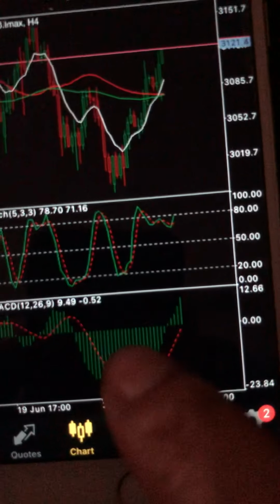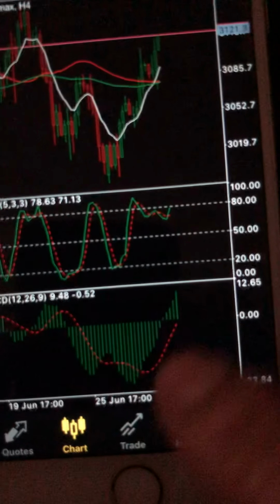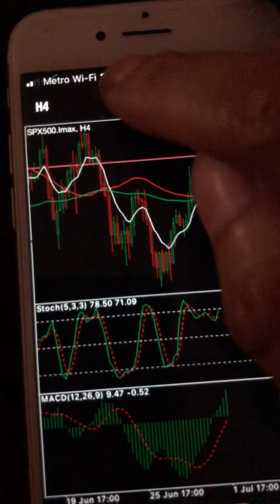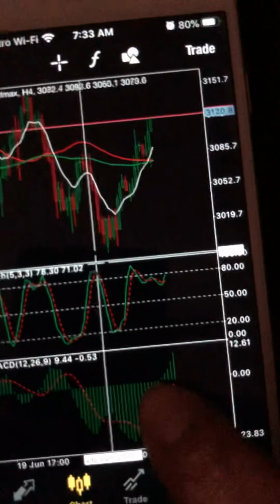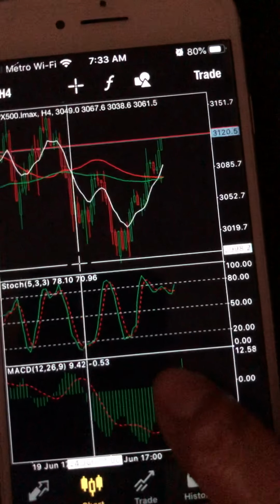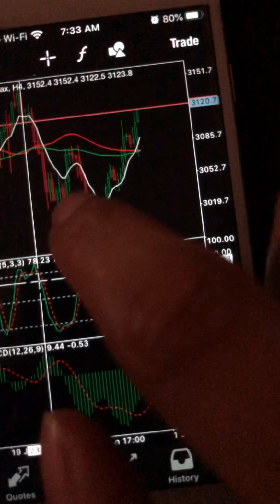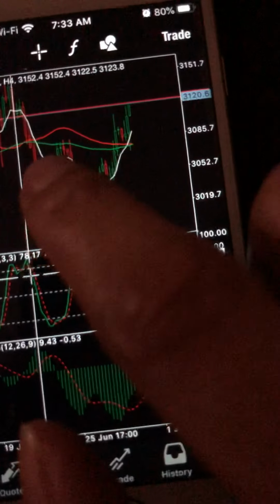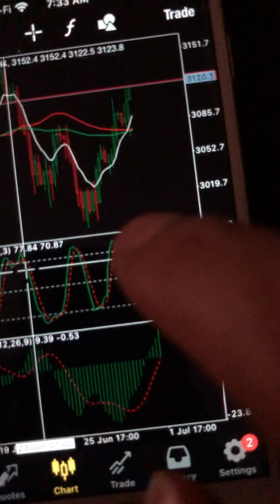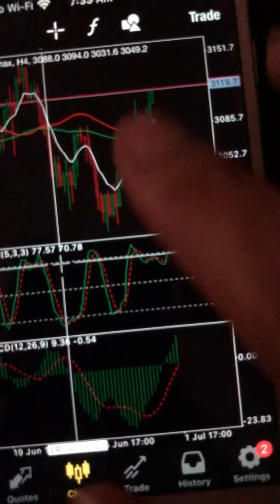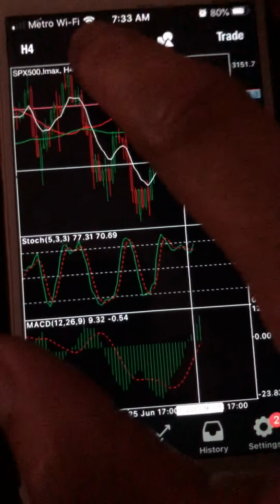This is called the histogram. These green lines, you could call it volume. And the red line is the signal line. Now let's use my crosshairs and let's see. All right, let's look at price. See, price dipped and it went up here. Now, how do you know if it's going to go down? This is not a good one. Let's look at a different pair.